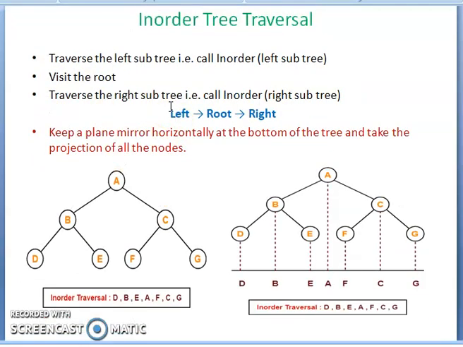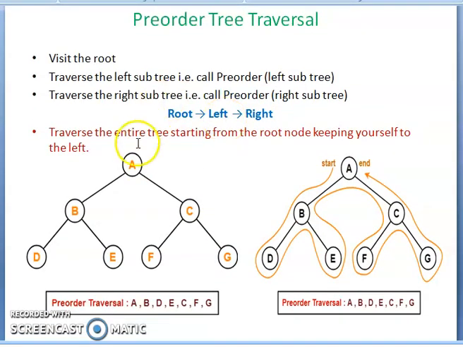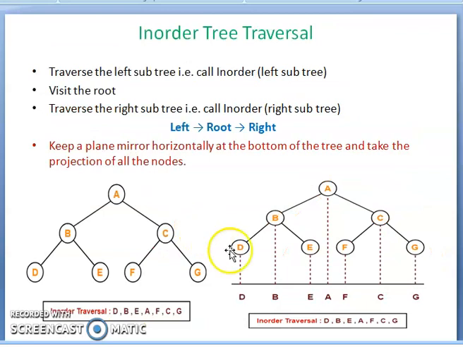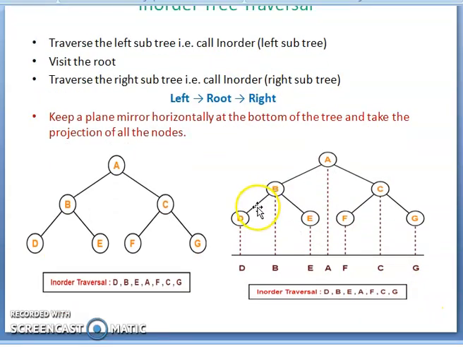Whereas in in-order the root is in the middle, right? And in pre-order, the root node of a tree is always first. This is in the middle. Here A is the root node, this is the left subtree, and this is the right subtree for in-order.